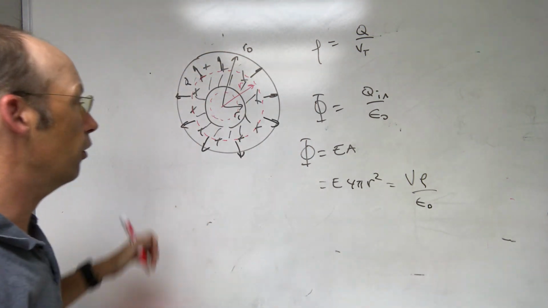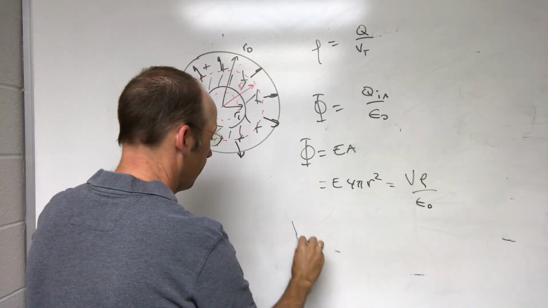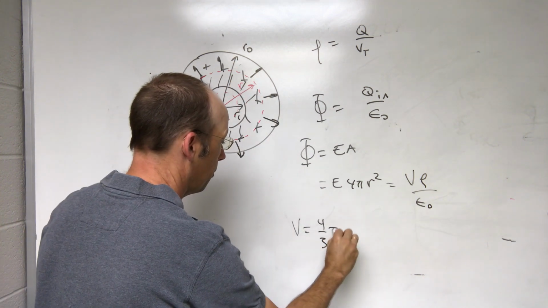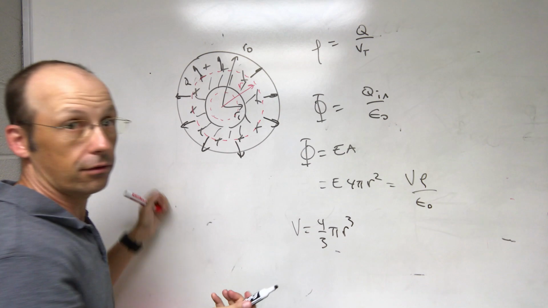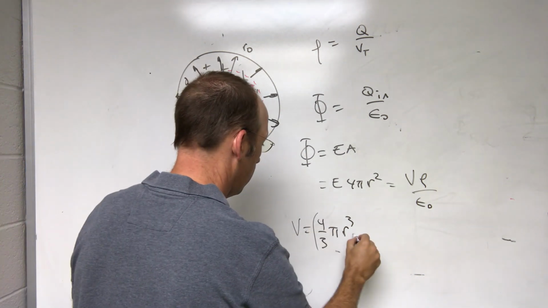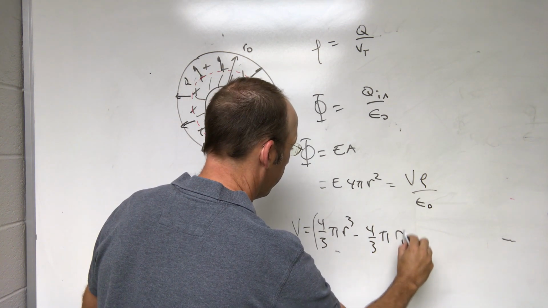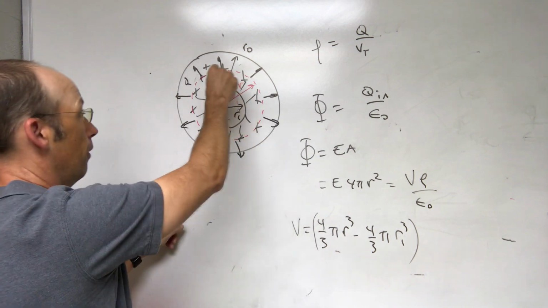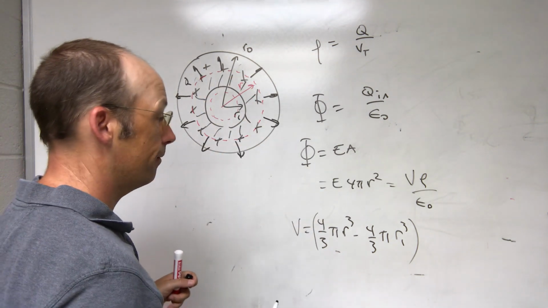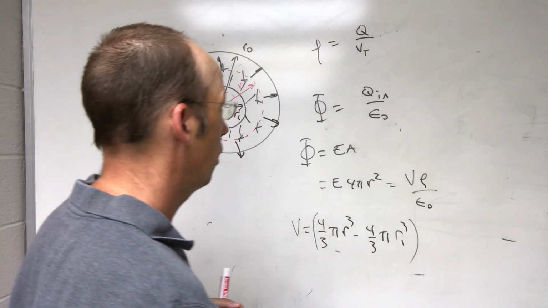So what is that volume? Okay, well now I am going to do that. So the volume of the whole sphere, of this sphere of radius r, is going to be 4/3 pi r cubed. That's just the volume of the sphere. Then I have to subtract off this hole, so minus 4/3 pi r1 cubed. That's the total volume of this region. And if I multiply that by my density, I get the total charge.